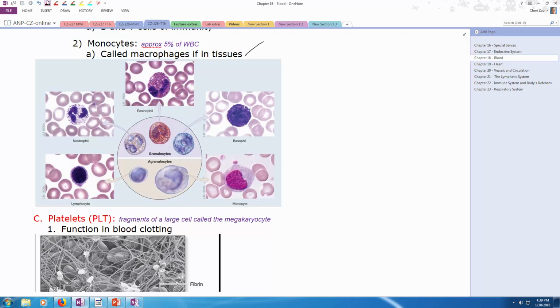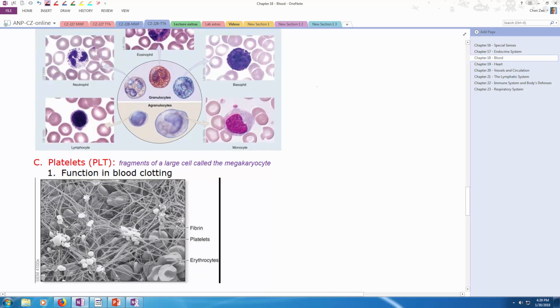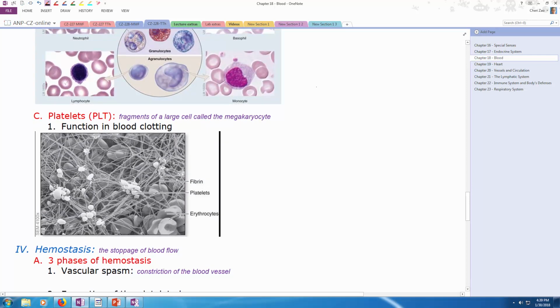Let's move on to now platelets. So we talked about red blood cells, we talked about white blood cells, and now we're on to the little bits, the thrombocytes. Thrombo makes you think of what? Have you ever heard of another thrombo thing? Thrombus. Have you ever heard of the word thrombus? Ah. So thrombocytes are another name for platelets.